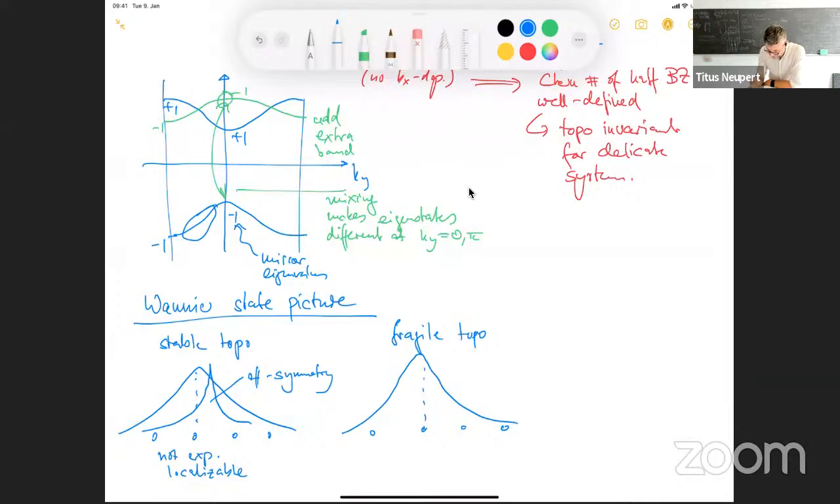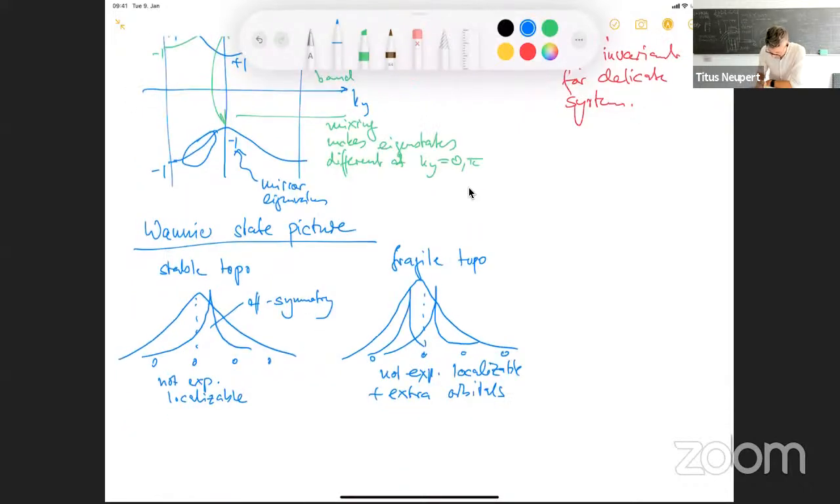But with fragile topology, when you introduce extra orbitals that are localized somewhere in your system as additional orbitals, then they're not exponentially localizable, but plus extra orbitals, they become exponentially localizable. I'll take the questions in just a moment.